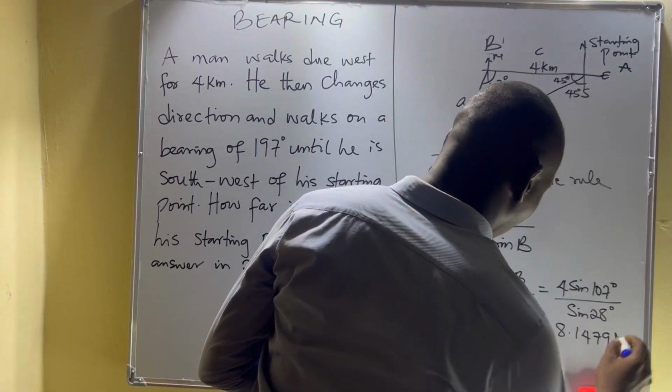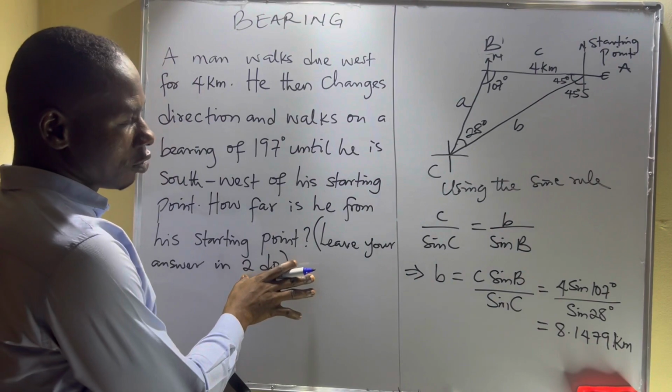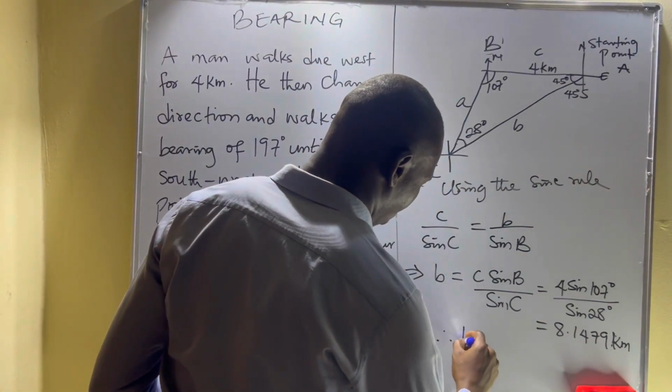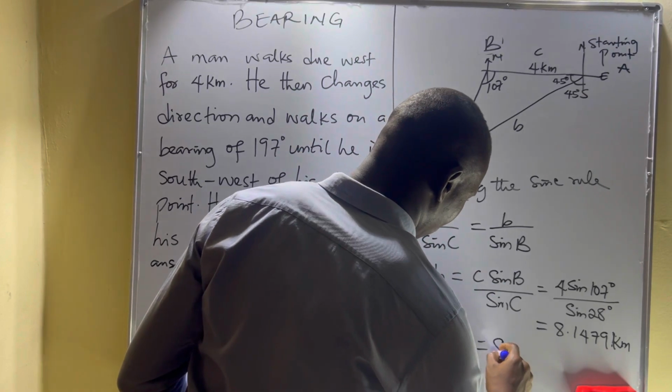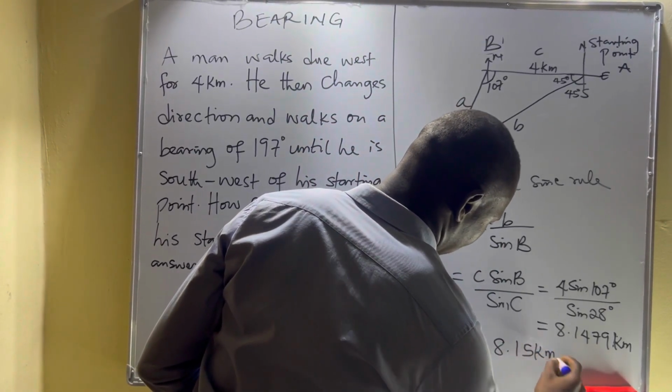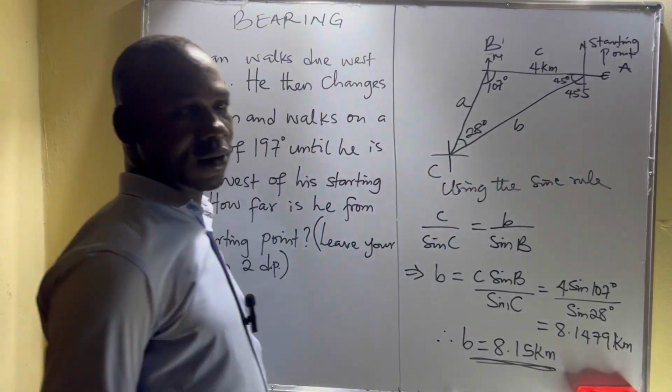But the question demands that we leave our answer in 2 decimal places. Therefore, our b is equal to 8.15 kilometers. That's the end of the solution.